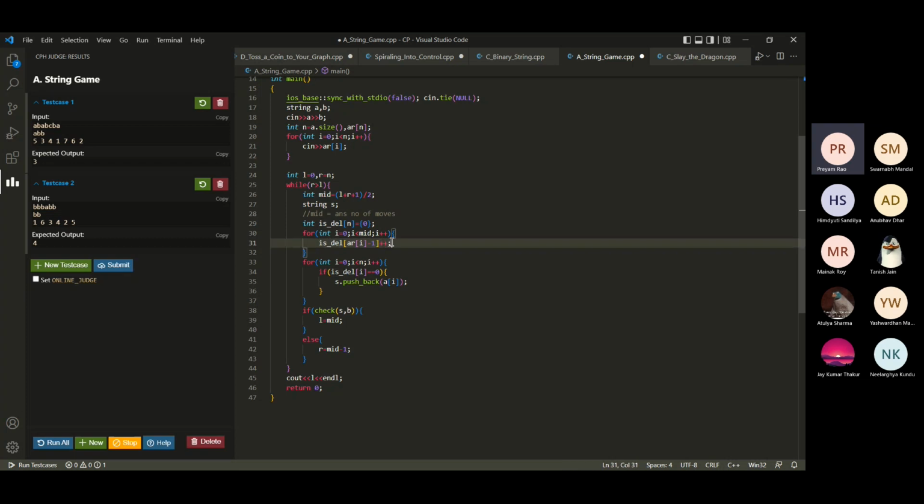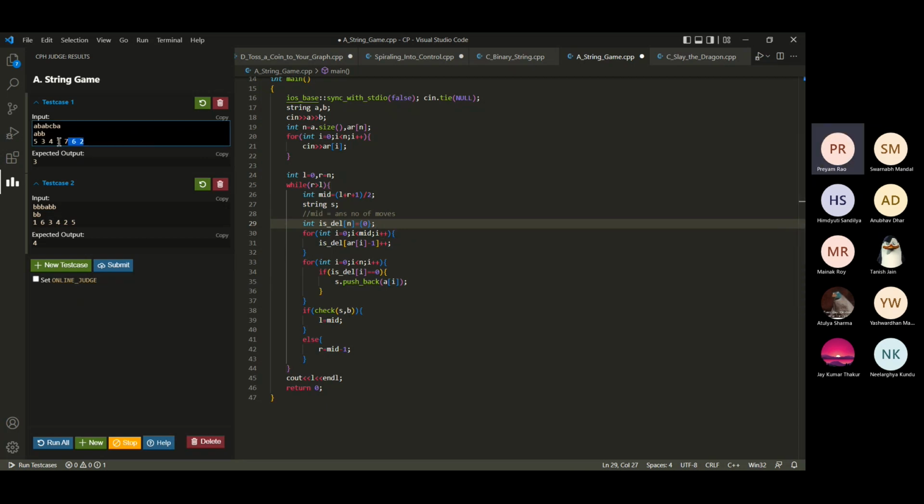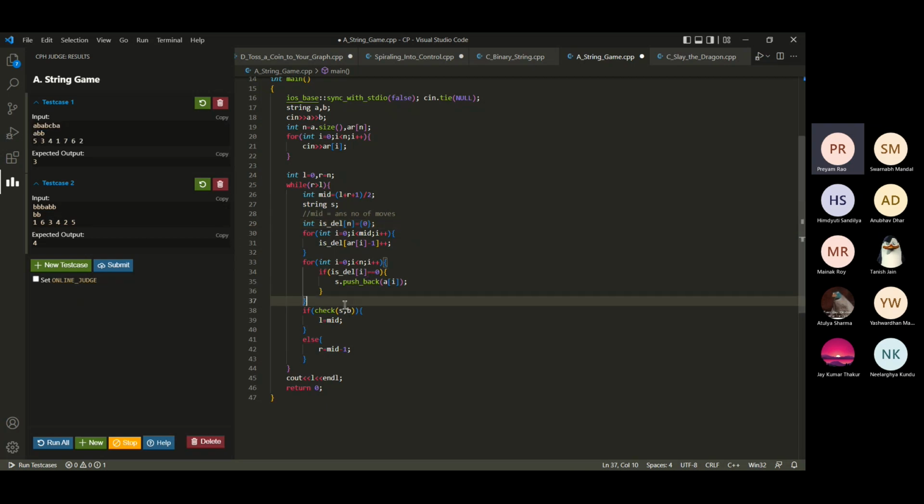So we'll update the is deleted array. Is deleted will essentially store whether an index has been deleted or not. Then we'll iterate through the array. If an index has not been deleted, so if is deleted is still equal to 0, then we'll push that to our string s. So s is essentially the string we get after deleting mid characters in this order.